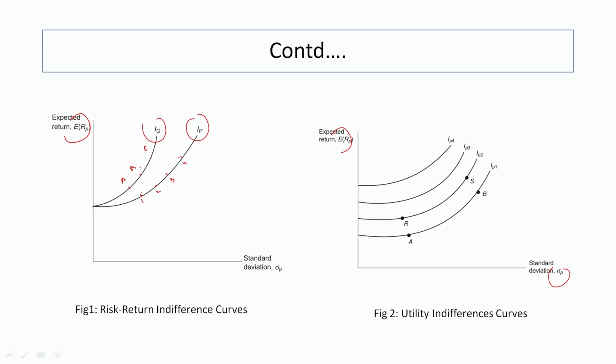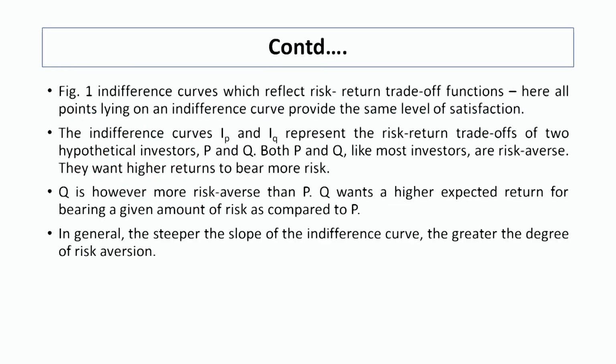We can see in case of P, he is expecting a higher level of return, but his risk tolerance level is high as compared to Q, whose risk tolerance level is low. This is P, his risk tolerance level is high as compared to Q, whose risk tolerance level is here. But both of them are expecting higher returns from their investment, depending upon the amount of risk they are going to take. So in general, the steeper the slope of the indifference curve, the greater the degree of risk aversion. Higher the slope, the risk aversion level is greater.